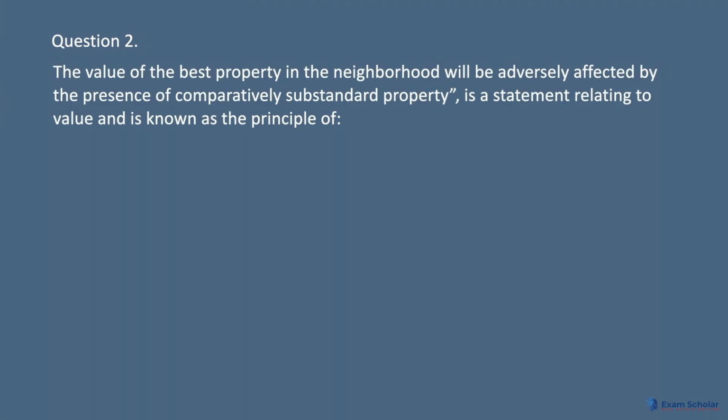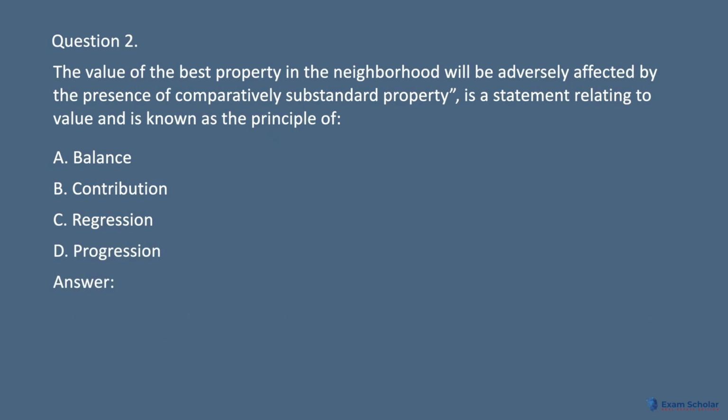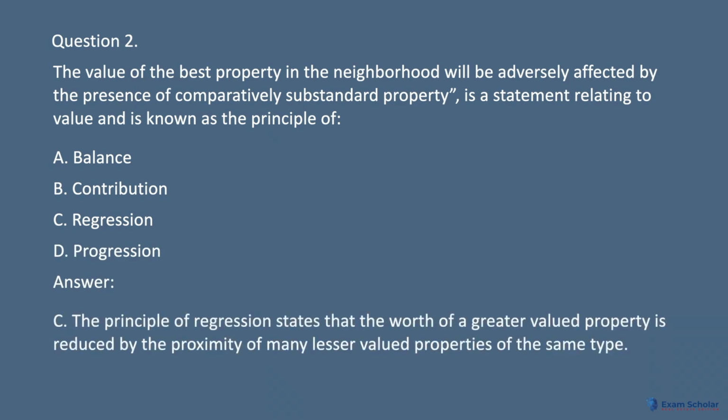Question 2. The value of the best property in the neighborhood will be adversely affected by the presence of comparatively substandard property, is a statement relating to value and is known as the principle of A. Balance, B. Contribution, C. Regression, D. Progression. Answer: C. The principle of regression states that the worth of a greater valued property is reduced by the proximity of many lesser valued properties of the same type.